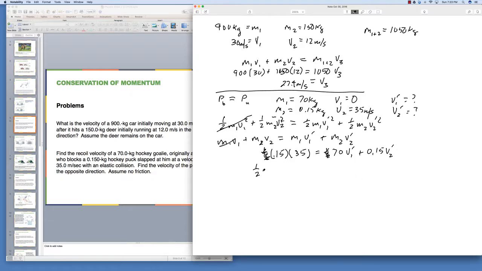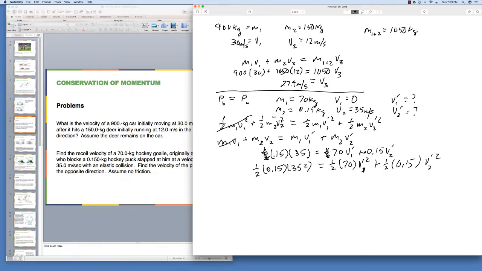Okay. And then 1/2 times 0.15 times 35 squared has to equal 1/2 times 70 times V1 prime squared plus 1/2 times 0.15 times V2 prime squared. Now you can see we have two equations and two unknowns, and I'm actually not going to go through the process here. It's actually quite long and drawn out.